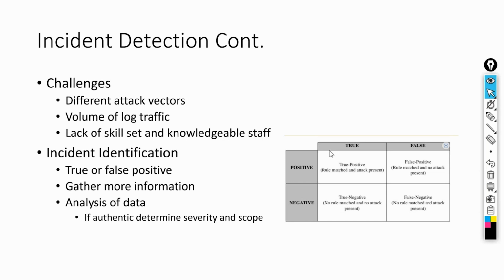Now, what do you mean by true negative? No rule matched and no attack was present. One live example of a true negative I can give you: let's say you have a bunch of Oracle database servers and you are taking weekly backups of them. During your weekly backups, the backup schedule which runs on the Oracle database server generates some failed logins.